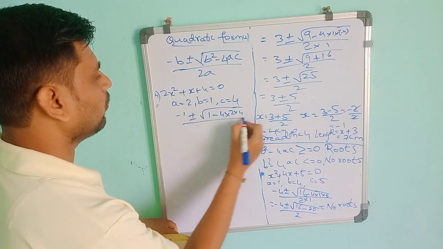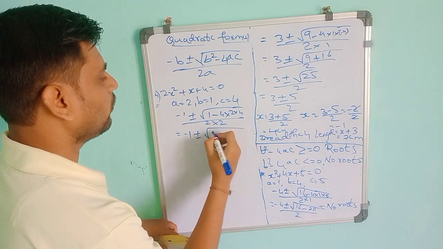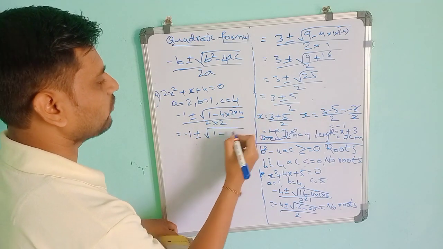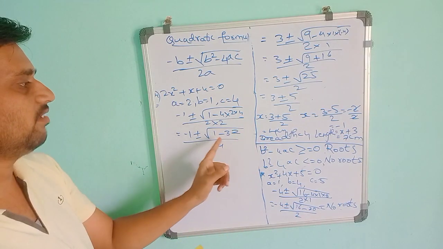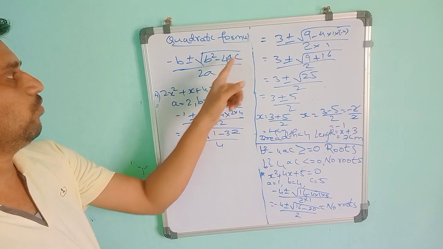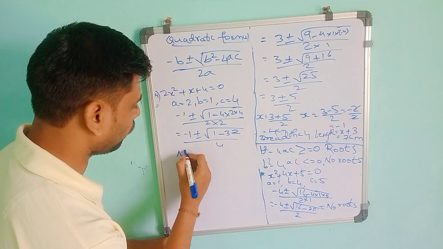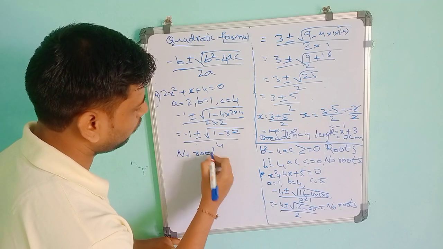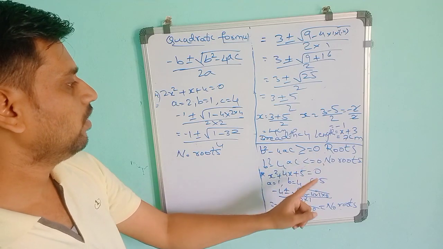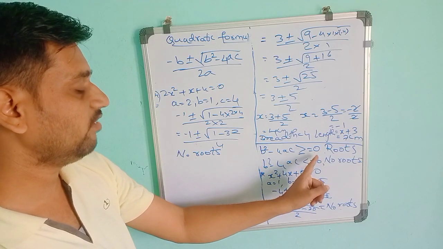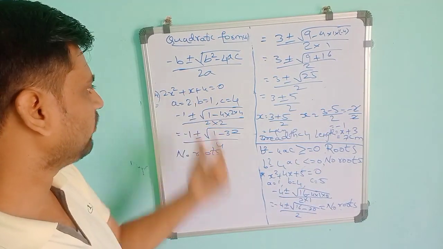So here also, 2 into 2, minus 1 plus or minus root of 1 minus 4 into 2, which is 8, 8 into 4 is 32. You can see here it comes 1 minus 32, which is minus 31. So b square minus 4ac should not be negative. If it is negative, we will not get the roots. No roots. As I told in the earlier example, it should always be greater than or equal to 0. If it is less than 0, then there will be no roots. For this answer, it will be no roots.